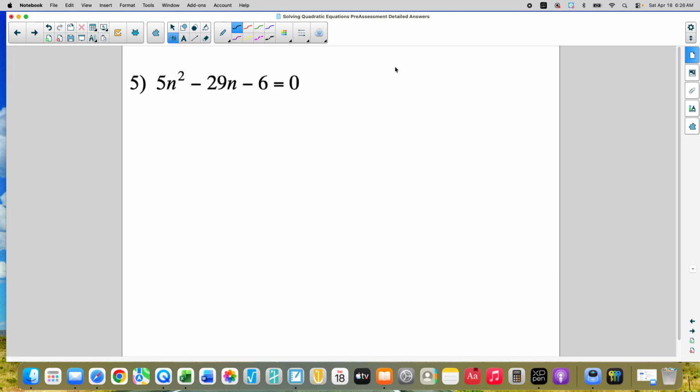So it's set equal to 0. There's no common factor. It is not a special case. So we will do a times c. 5 times -6 is -30. 1 and 30. 2 and 15. 3 and 10. 4 no. 5 and 6. Signs are different. Bigger is negative.